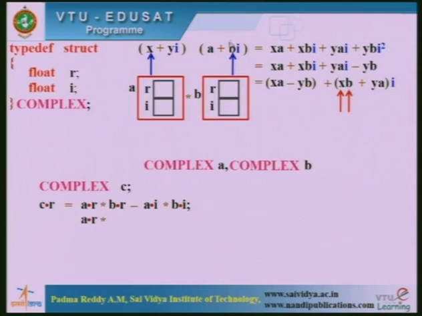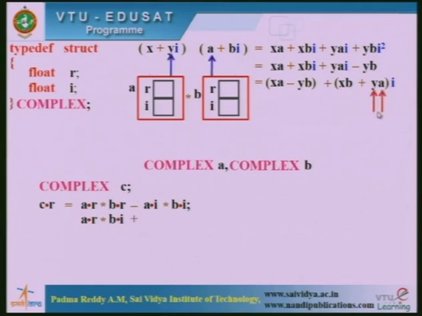Here b. What is this b here? The imaginary part of the second number. What is the imaginary part of the second number here? This field. How do you access this field? b dot i. So here I write b dot i. Then what is the operation we have here? Plus. So I write plus.